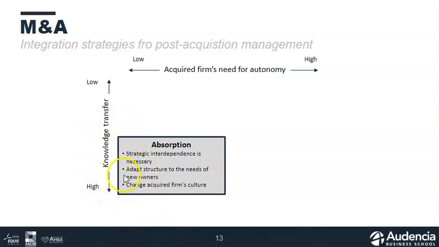In the case when the need for knowledge transfer is high, but the acquired firm's need for autonomy is low, we'll basically practice absorption. So the acquired firm is absorbed into the acquiring firm. Strategic interdependence in this case is necessary. We can't keep them independent. We will adapt the structure to the needs of the new owners, and we have to do this relatively quickly. And this may actually require also changing the acquired firm's culture. But this is the first choice where there's a high level of strategic interdependence that is required, and there's little need for organizational autonomy.